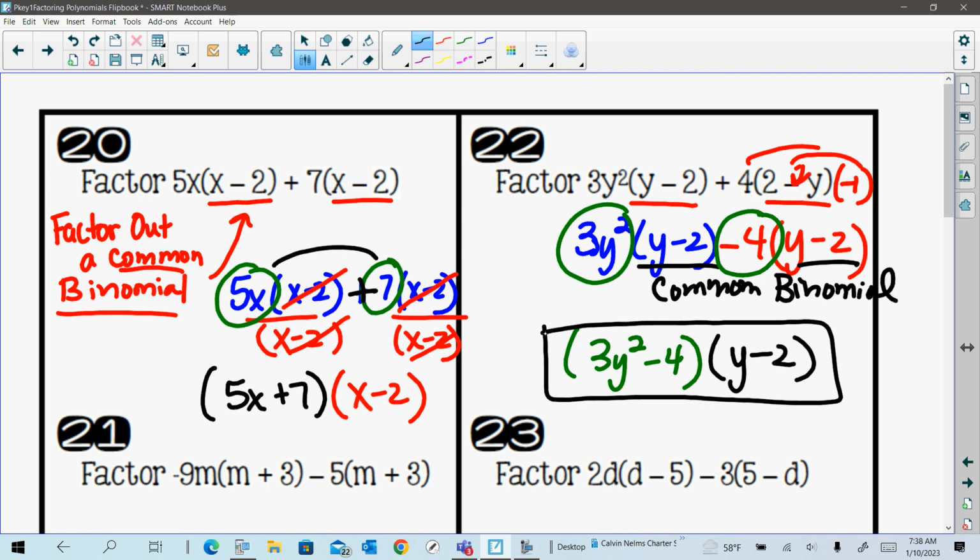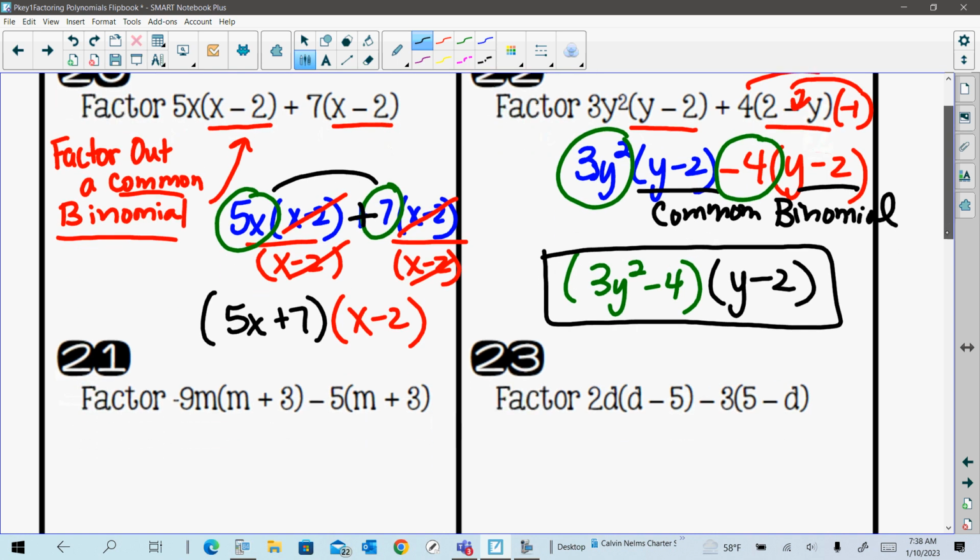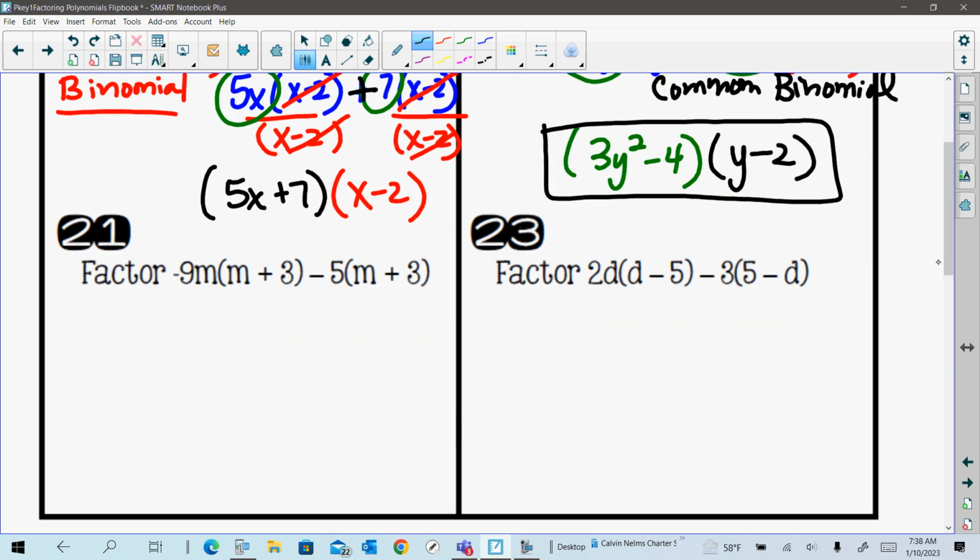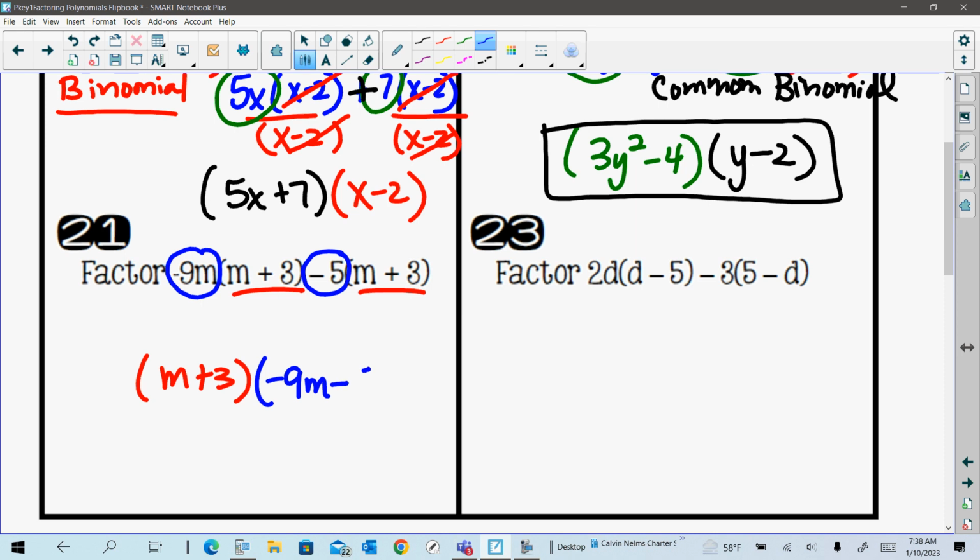So if you see a common binomial, you just take that out and put what remains in the other grouping. So like on 21, the m plus 3, that's my common binomial. So that's one of my factors. The other factor is what remains. I have a -9m and -5. So that's what's going in my next grouping: -9m, m minus 5.